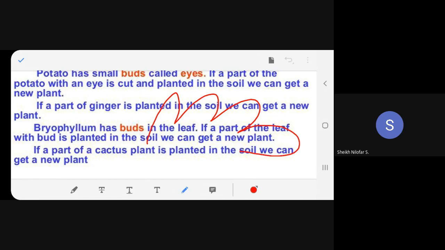Ma'am, I have grown aloe vera, but it is clay soil, so it is not growing. Okay, so you have to use another soil.